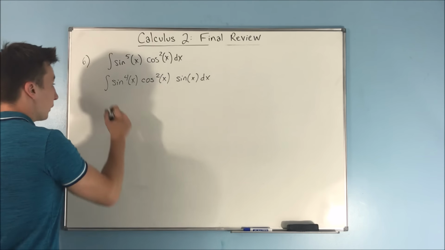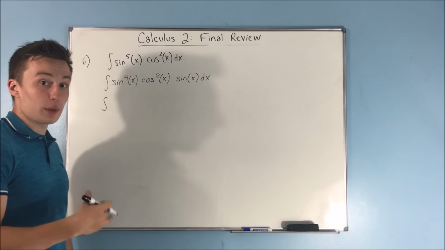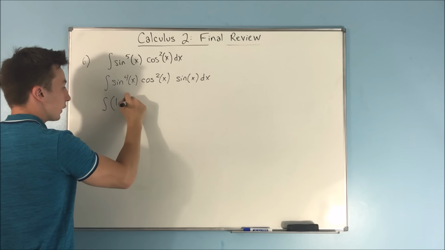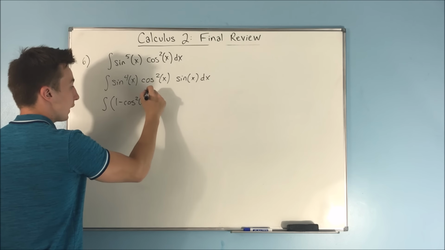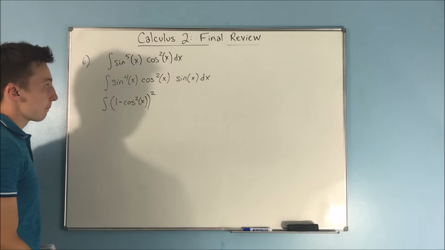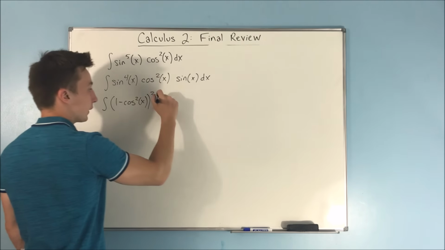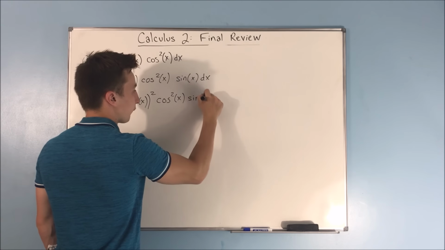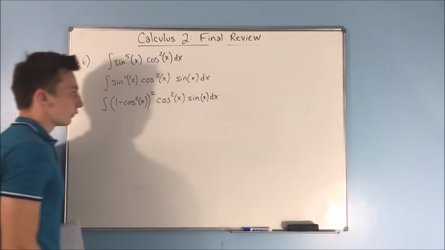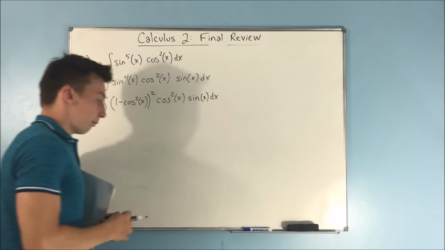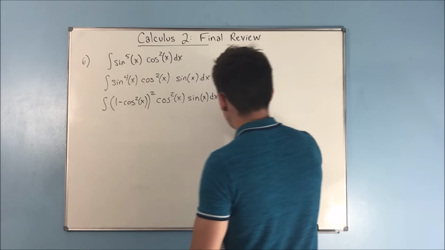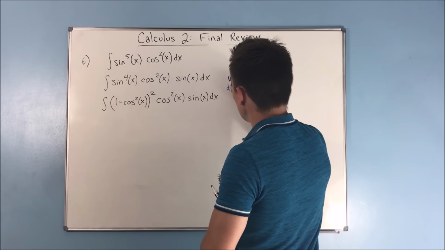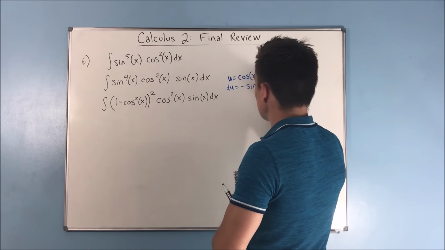So what we do is we use our trig identity that cosine squared plus sine squared equals 1. So sine to the fourth of x is going to equal 1 minus cosine squared of x, and that's going to be squared. And then we're going to multiply by cosine squared x, and we'll have sine x dx. So now we can do our u substitution with what I just said. u is going to equal cosine x, and du will equal negative sine of x dx.